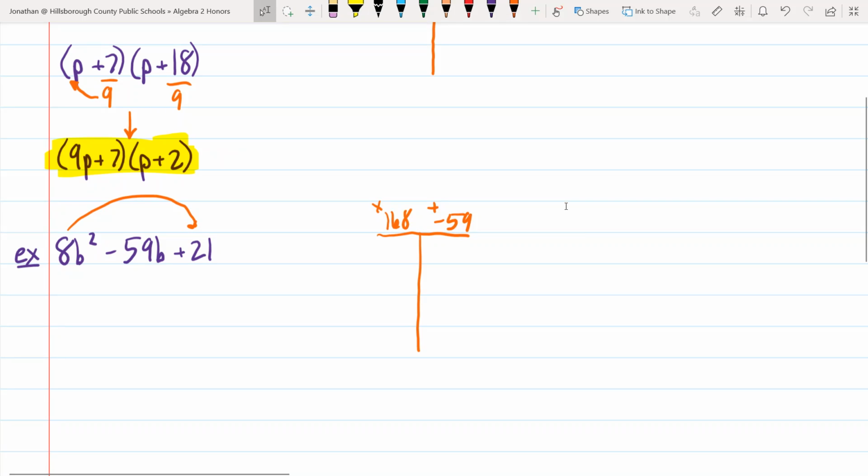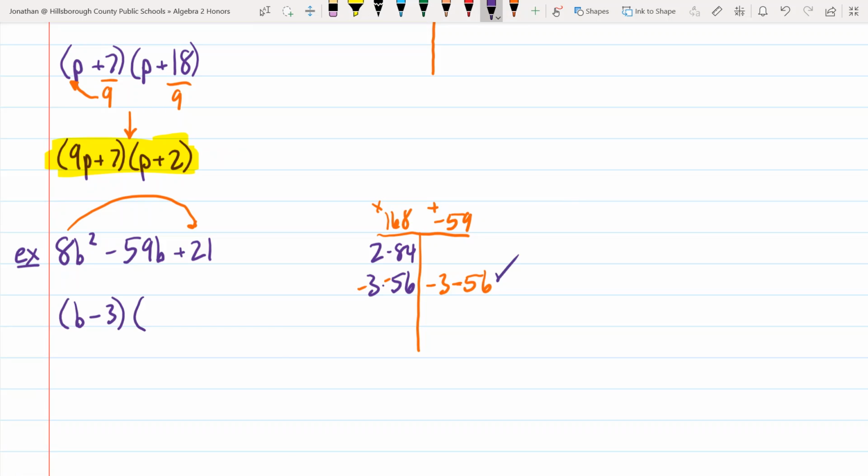So let's see. 168 divided by, let's just see where we get with 2. 2 and 84. Divided by 3. 3 and 56. Hey, we're done. So we multiply and we get a positive, but when we combine the numbers, they need to stay negative. So logic dictates they both have to be negative. Step 1, pick our factors, done. Step 2, put the factors into binomial form. B minus 3 and B minus 56. Step 3, divide by your lead coefficient of 8.